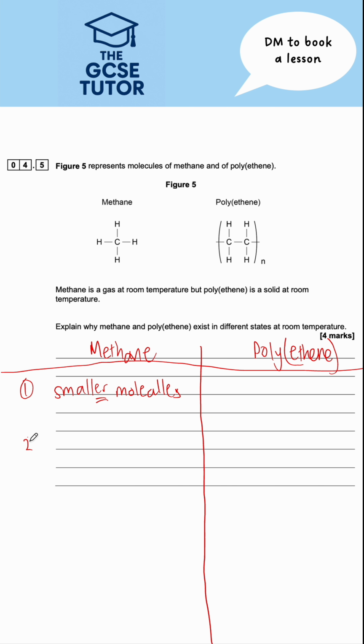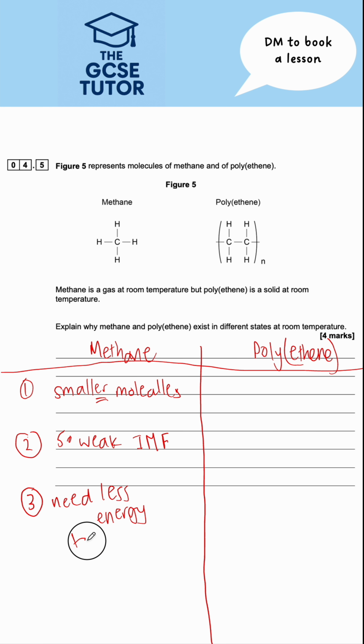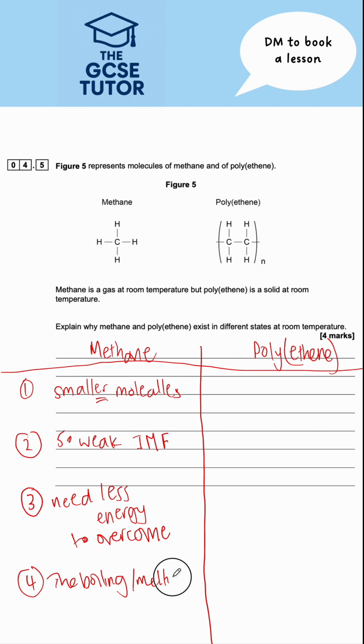The second mark comes from saying, so it has weak intermolecular forces. The third mark comes from saying these weak intermolecular forces need less energy to overcome. And the fourth and final mark is to say that the boiling / melting point is lower. And therefore methane is a gas at room temperature.